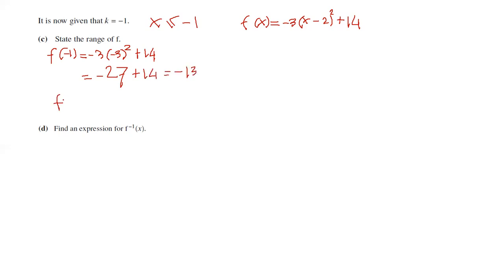So f(x) must be less than or equal to negative 13. This is for the range. Next, find an expression for the inverse of f(x). I write this function y equals negative 3 times (x minus 2) squared plus 14.